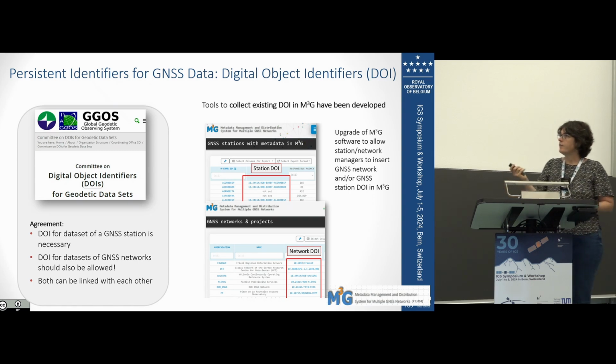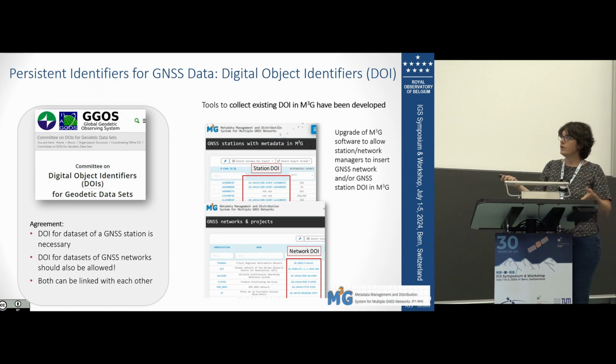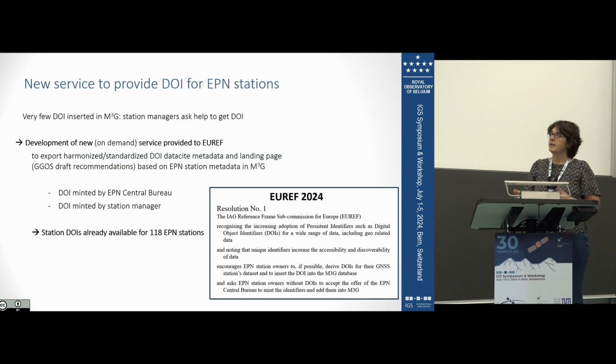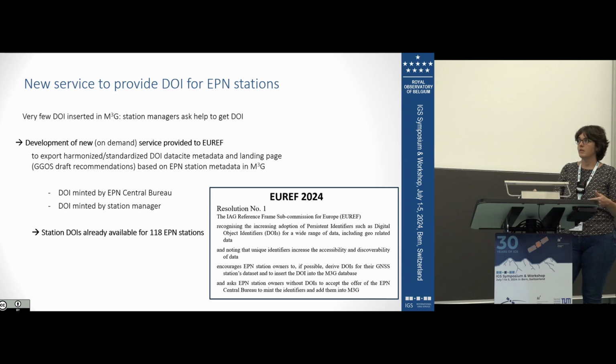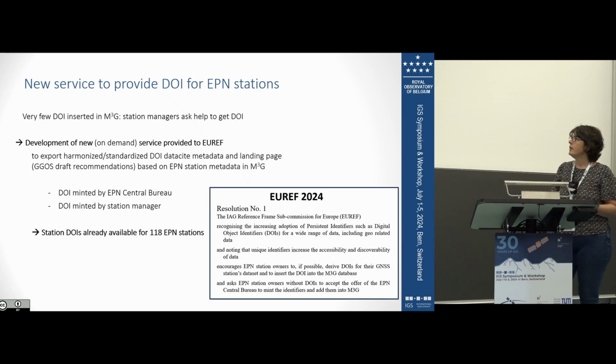So now we have metadata, access services, and I will go for the persistent identifier. It's what gives you long-term reference to the data and metadata. And within JGOS, the Committee on Digital Object Identifier for Geodetic Dataset agreed that a DOI for datasets of GNSS stations is necessary, that the DOI for networks should also be allowed, and of course they can be linked together.